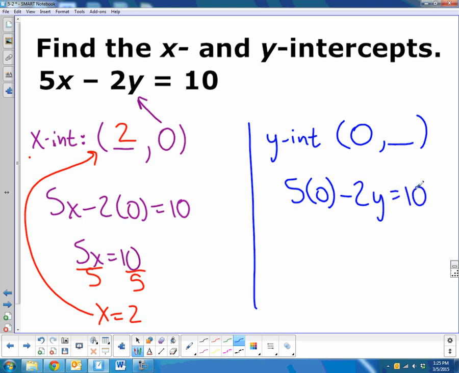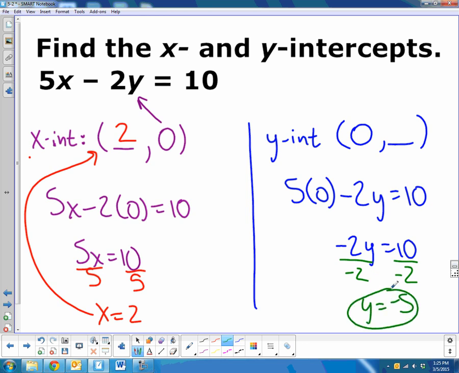Now 5 times 0 is 0, so I've got negative 2y equals 10. You can either solve by dividing both sides by negative 2, or realize that y would have to be negative 5. And so my y-intercept would be (0, -5). In fact, if you graphed that equation, you would see the same thing: it would cross the x-axis at (2, 0), and it would cross the y-axis at (0, -5). And that's how we use those patterns to help us find the x-intercept and the y-intercept from an equation.